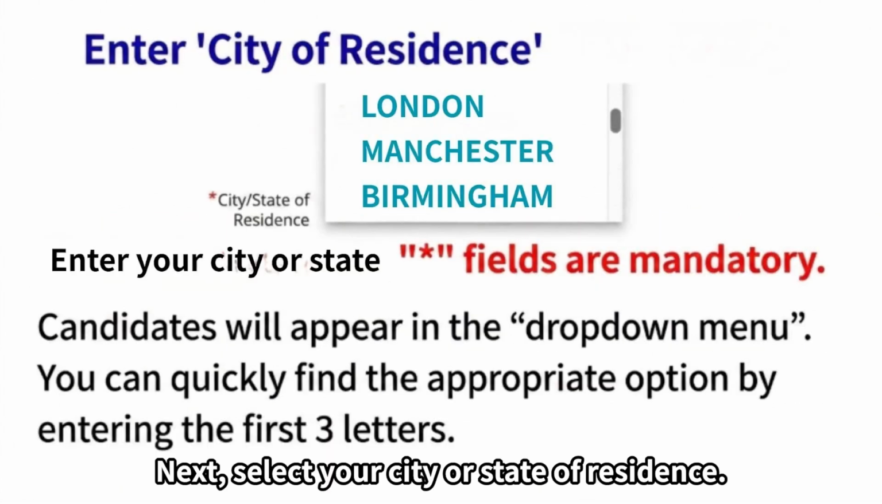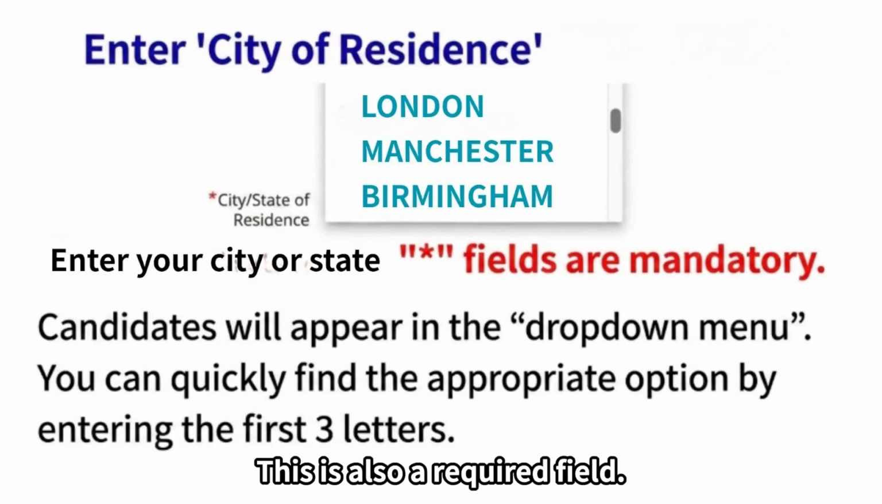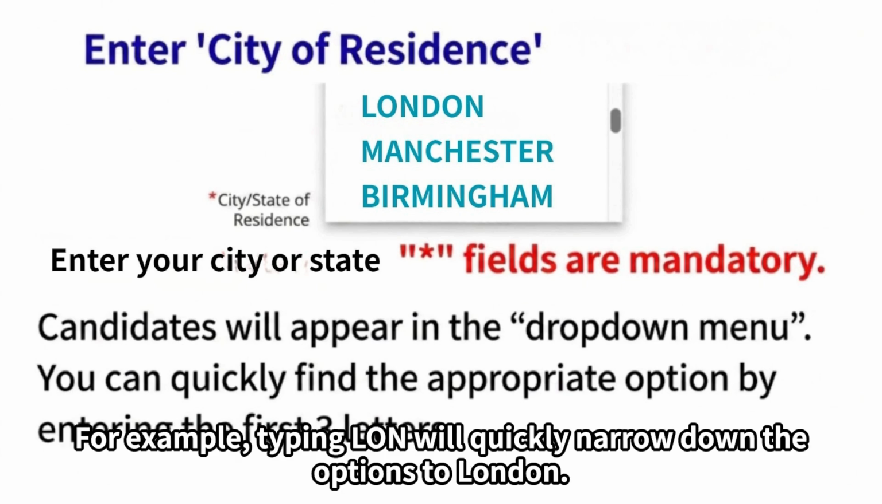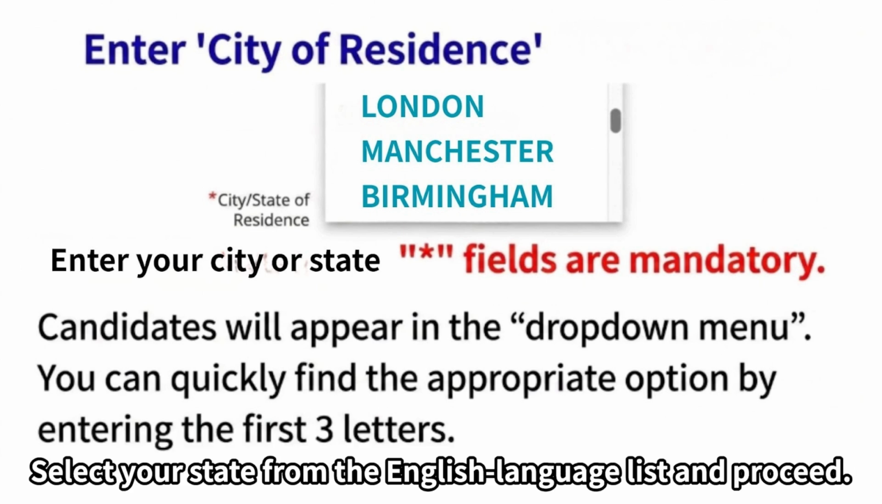Next, select your city or state of residence. This is also a required field. Again, typing the first 3 letters is more efficient than scrolling. For example, typing LON will quickly narrow down the options to London. Select your state from the English language list and proceed.